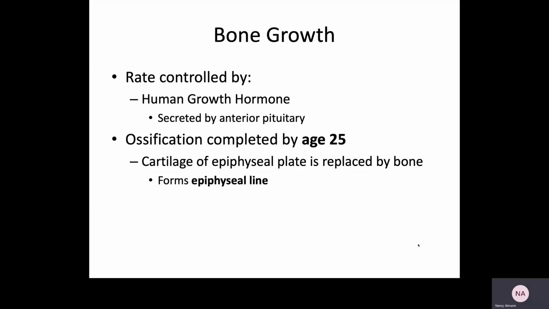The rate of bone growth is controlled by growth hormone, which is secreted by the anterior pituitary, and we'll spend some time talking about this in the next class when we tackle the endocrine system. Ossification is over by age 25. That is when the epiphyseal plate is sealed and replaced by bone, and is now known as either the epiphyseal line or the epiphyseal disc. I learned it as the epiphyseal line.